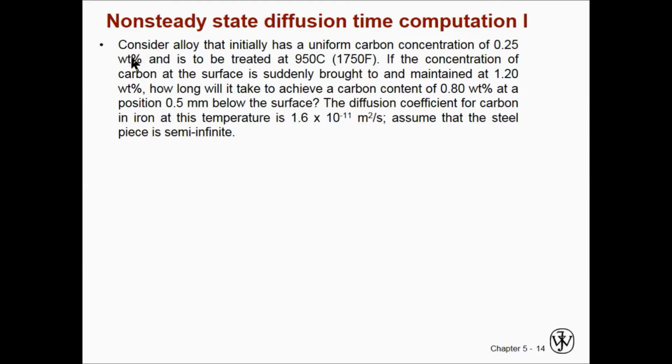We have non-steady state diffusion. Pay attention and read this problem. It doesn't state that we have steady state diffusion. If it is steady state, it mentions it specifically. So here I have an alloy that initially has a uniform carbon concentration of 0.25. The word initially tells me that this is C0.